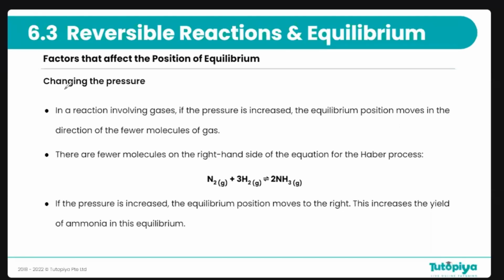First, we'll look at the parameter pressure. And pressure will only affect reversible reactions that happen in the gas phase. At least one of the products or the reactants has to be a gas for pressure to be a factor in changing the equilibrium position. Now, let's see how this works.